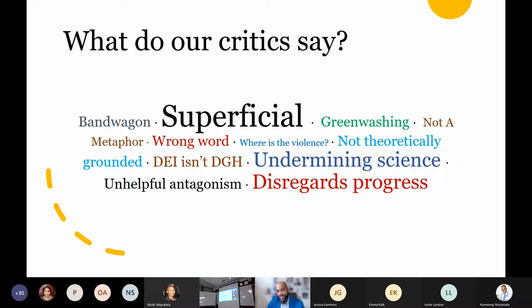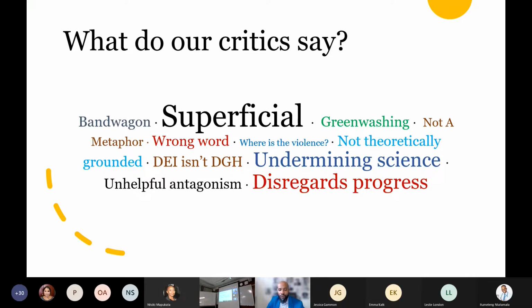And of course, it's attracted critics. People have used all kinds of terminology. They say we're just addressing the issue from a very superficial perspective. Decolonization is not a metaphor. It's the wrong word to begin with. Some are saying we're not even going far enough. There should be some kind of violence. Some say we are conflating diversity, equity, and inclusion with decolonizing global health.